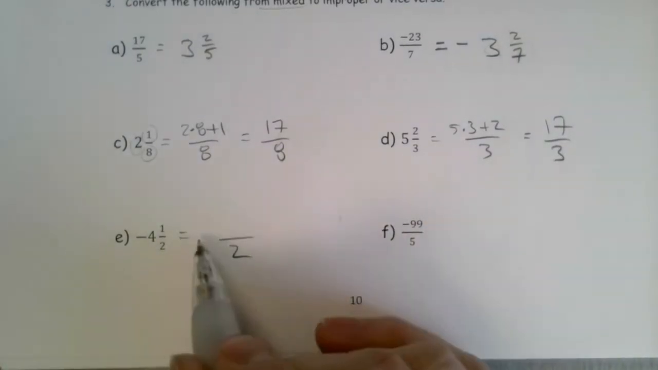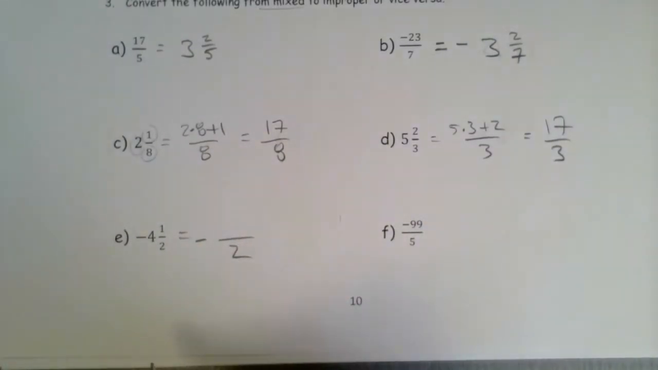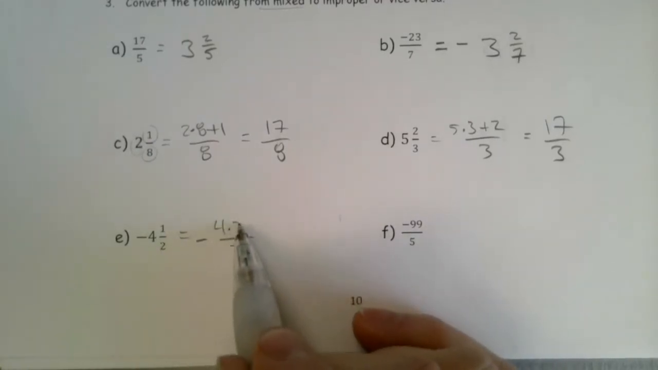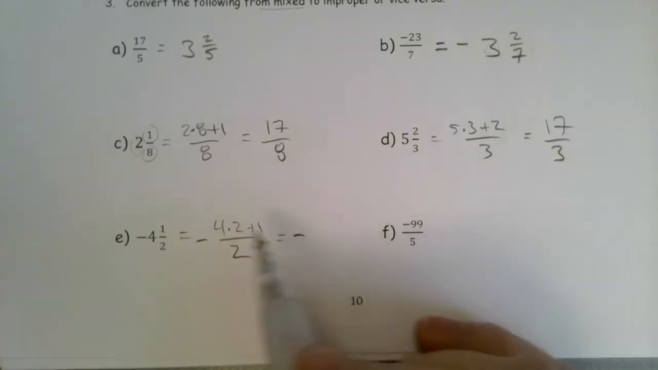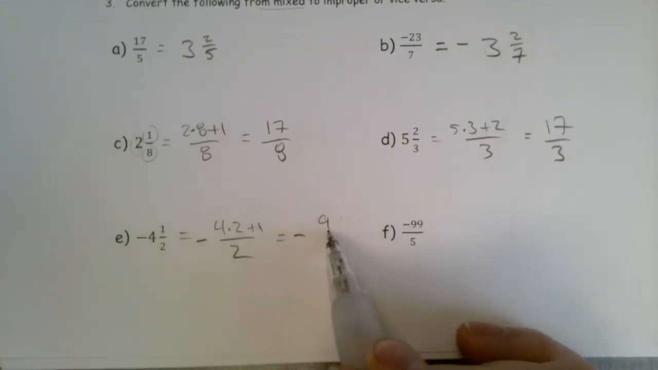Here, that negative is just going to sit out front. Don't worry about the negative. That just tells us what side of the 0 we're on. 4 times 2 plus 1. Well, 4 times 2 is 8, plus 1 is 9.